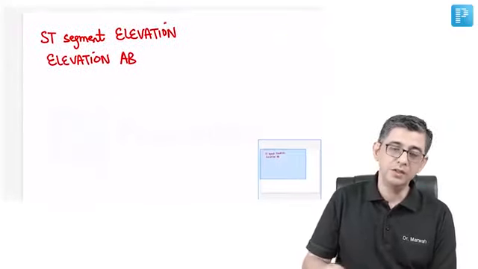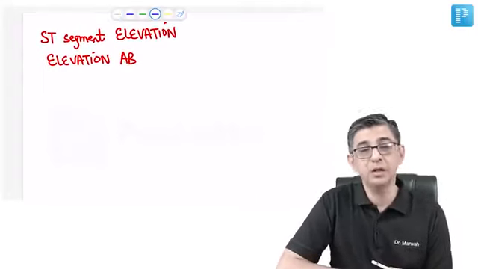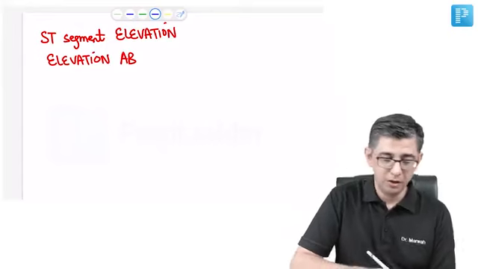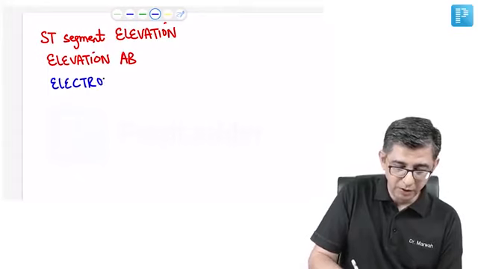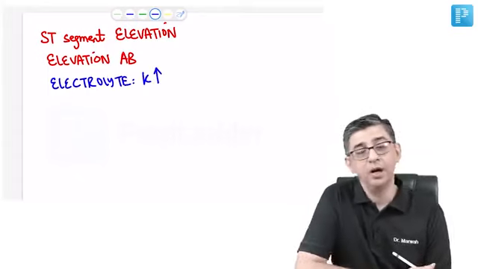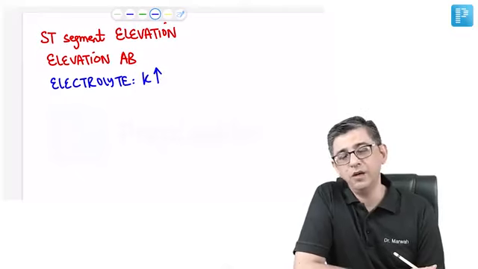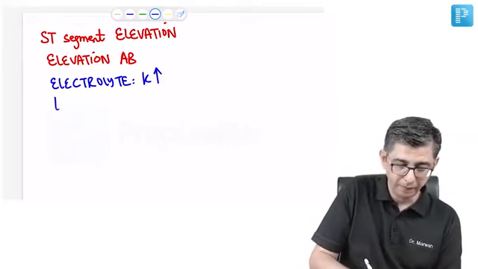Moving ahead, we have ST segment elevation, very characteristic. So let's look at this mnemonic, ELEVATION, to remember the causes. The first alphabet E here will be for electrolytes, and the electrolyte that we are talking about here would be hyperkalemia. In hyperkalemia, there is a tall tented T wave. When T goes up, ST would also go up simultaneously.